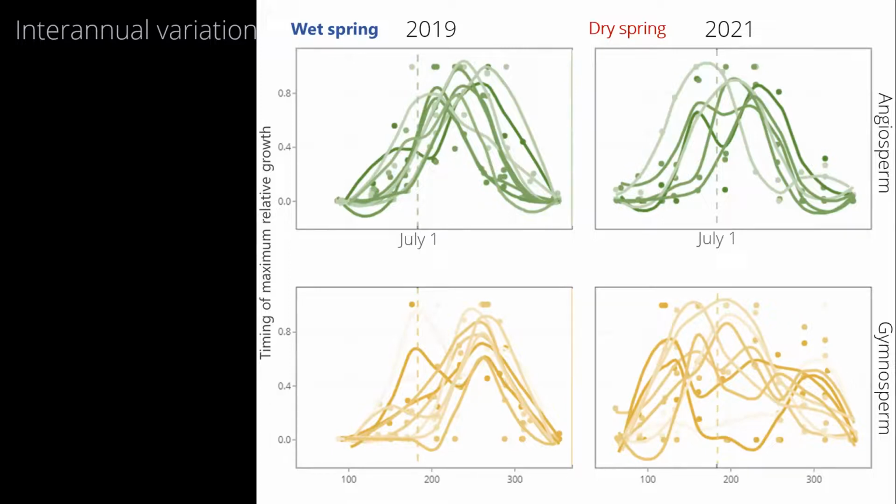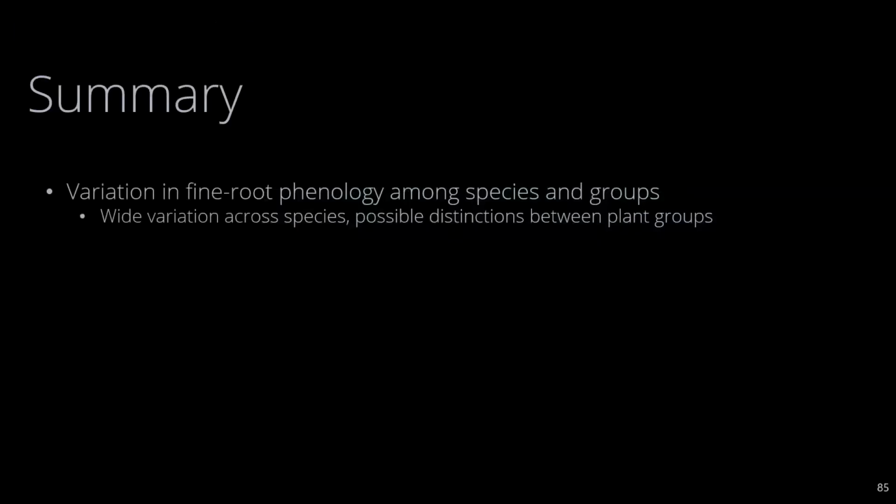We might argue here that that wet spring really delayed and pushed a lot of production back in 2019. There's nothing quantitative about it, lots of hand waving, but I feel reasonably good about the trend that we might see there, which hopefully we will confirm with more years of observation. So, in summary, we certainly see a lot of variation in fine root phenology across our species.